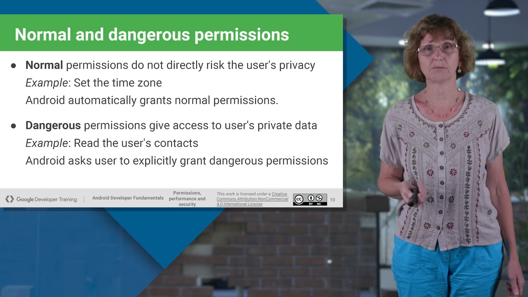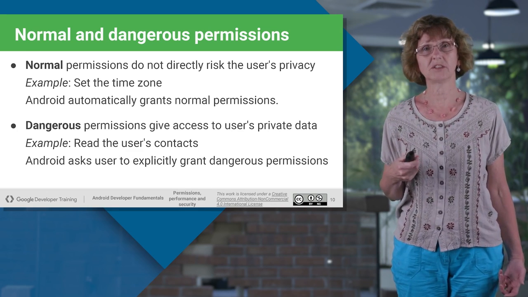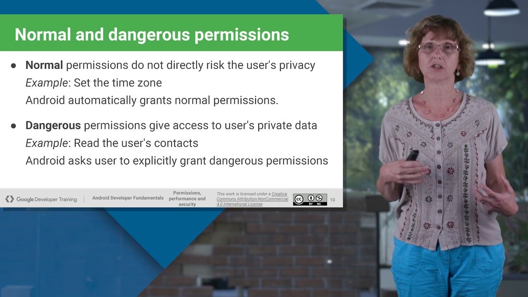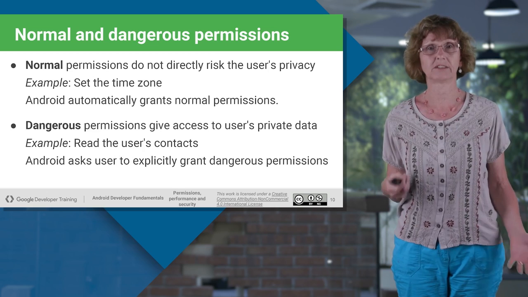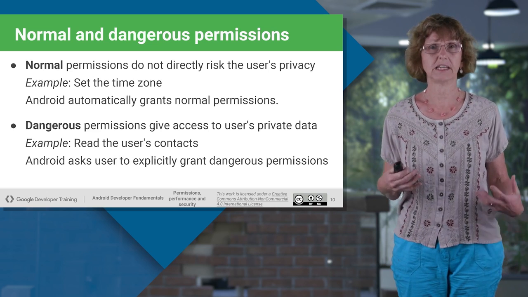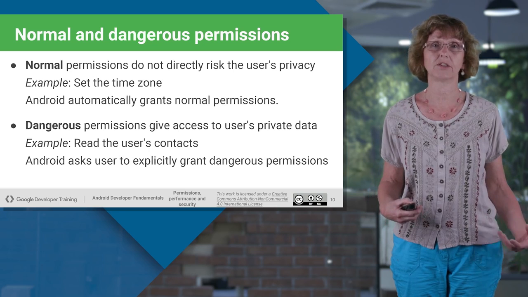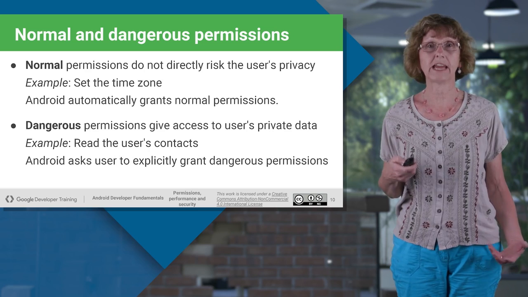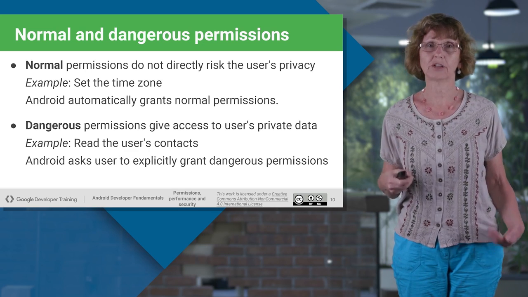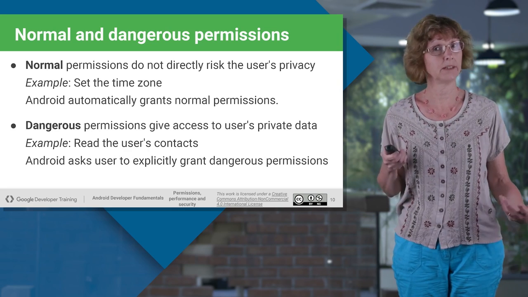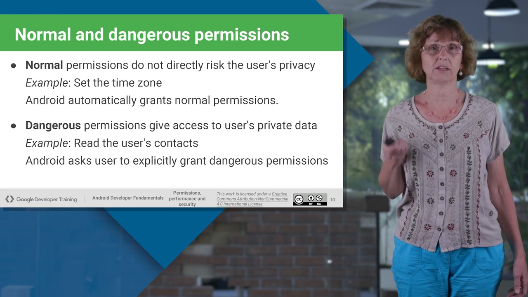Okay, so now dangerous permissions. These are permissions for operations that will give you access to the user's private data. An example of this is reading the user's contacts. Okay, that's clearly something that's personal and private to the user. So for anything that's considered a dangerous permission, Android asks the user to explicitly grant that permission. And the user might say no. In fact, quite often I think the user does say no.